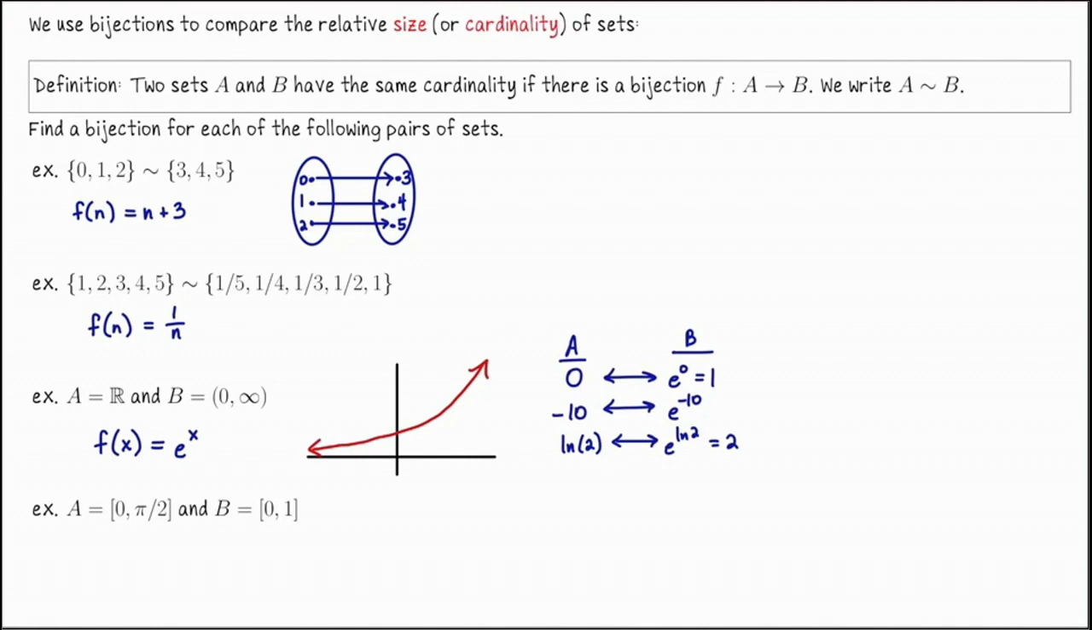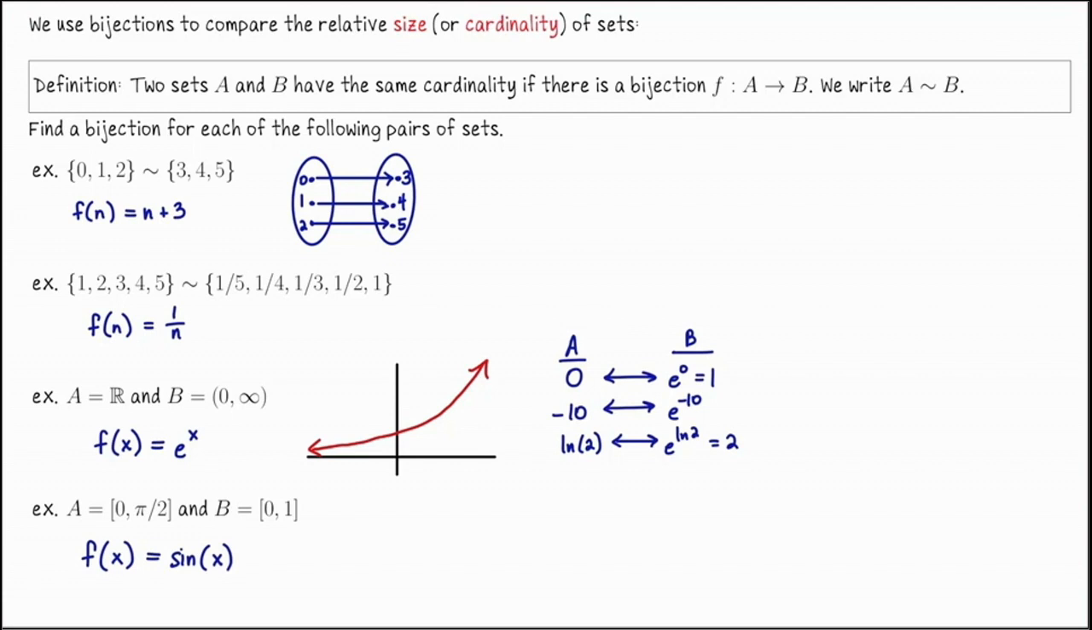Our last example are two infinite sets again because there are infinitely many elements in A. A is the closed interval from 0 to pi over 2. And there are infinitely many elements in B. B is the closed interval from 0 to 1. Again, I'm just going to write down a bijection. Let's have f of x equals sine of x. Sine of 0 is 0. Sine of pi over 2 is 1. And just as a map between these two sets, sine of x is a bijection.